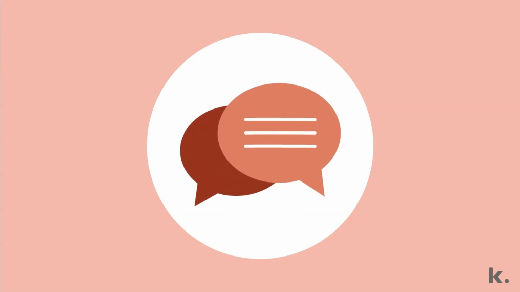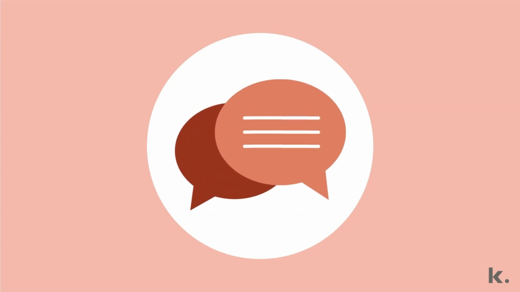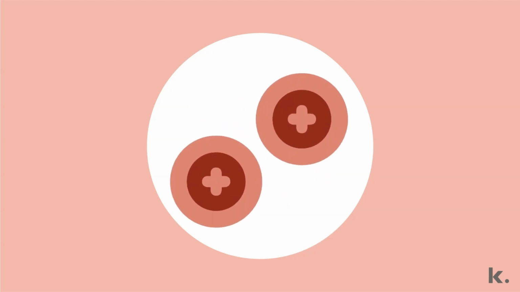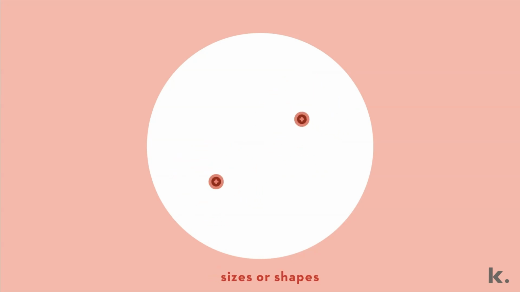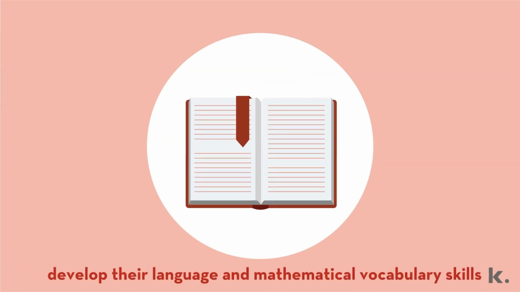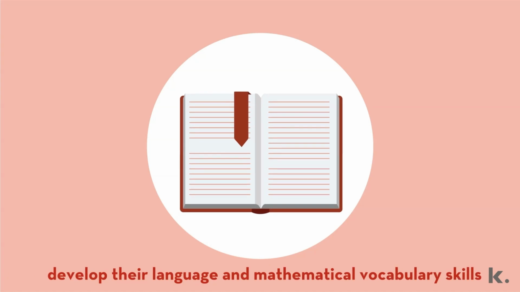Let the children share what characteristic they think you are sorting by. As soon as they have figured out this attribute, begin sorting by a different characteristic, for example the sizes or shapes of the buttons. Talk through their observations, taking the opportunity to develop their language and mathematical vocabulary skills.